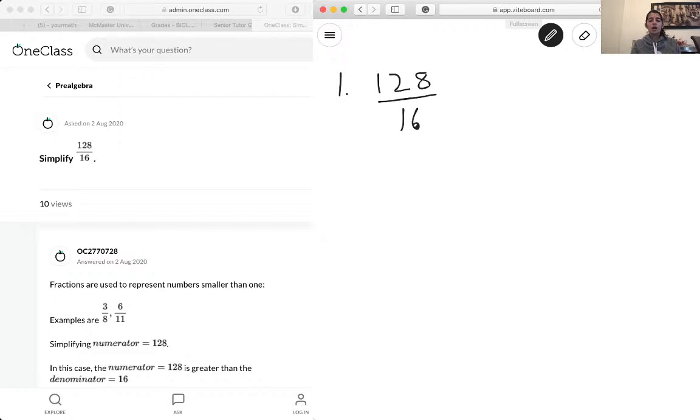So we need to think of a number that can be divided into 128 as well as 16. And I think that number is 4. So we divide each of them by 4. If we divide 128 by 4, we are left with 32. Remember, whatever we do to the numerator, the top part, we have to do to the denominator. So if we divide the top by 4, we have to divide the bottom by 4. We're left with 32 over 4.